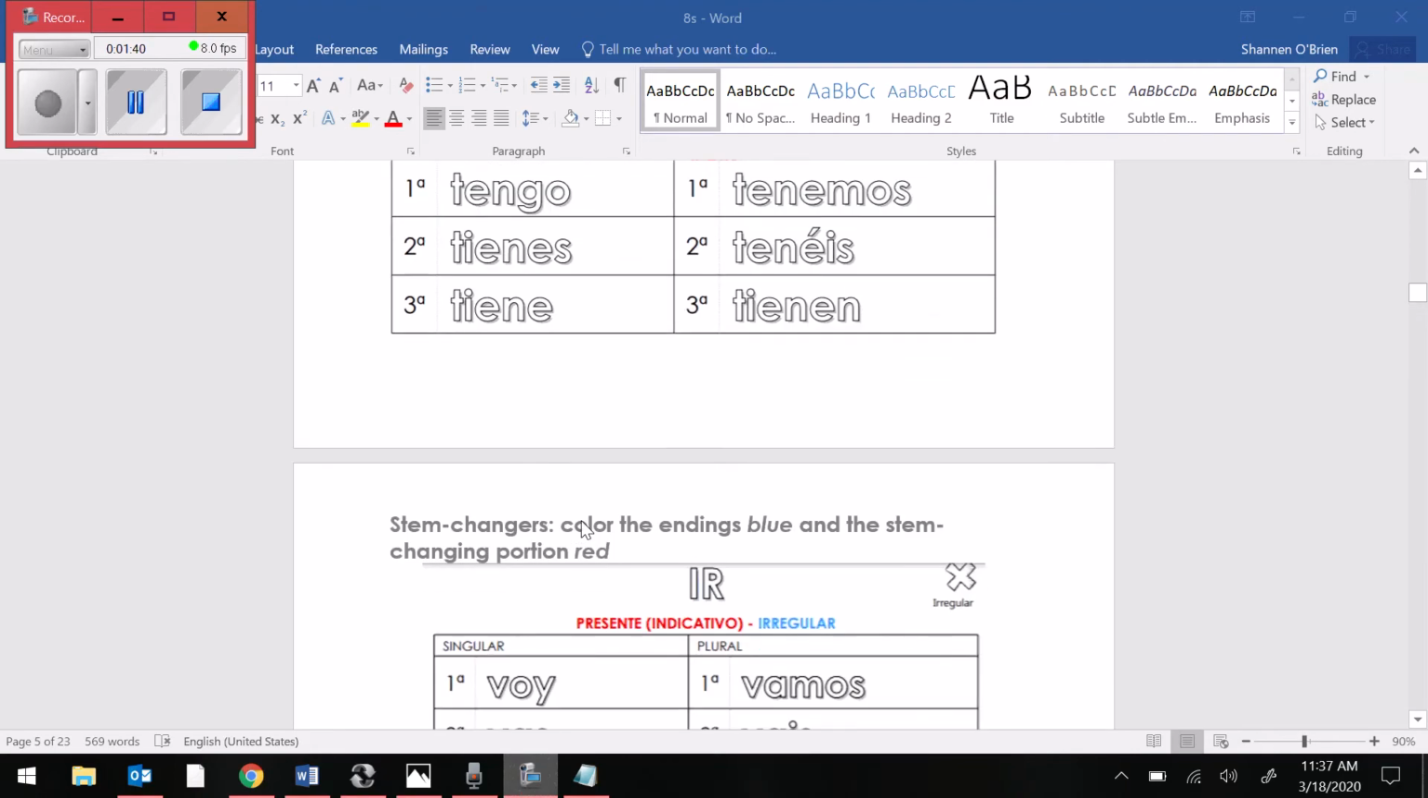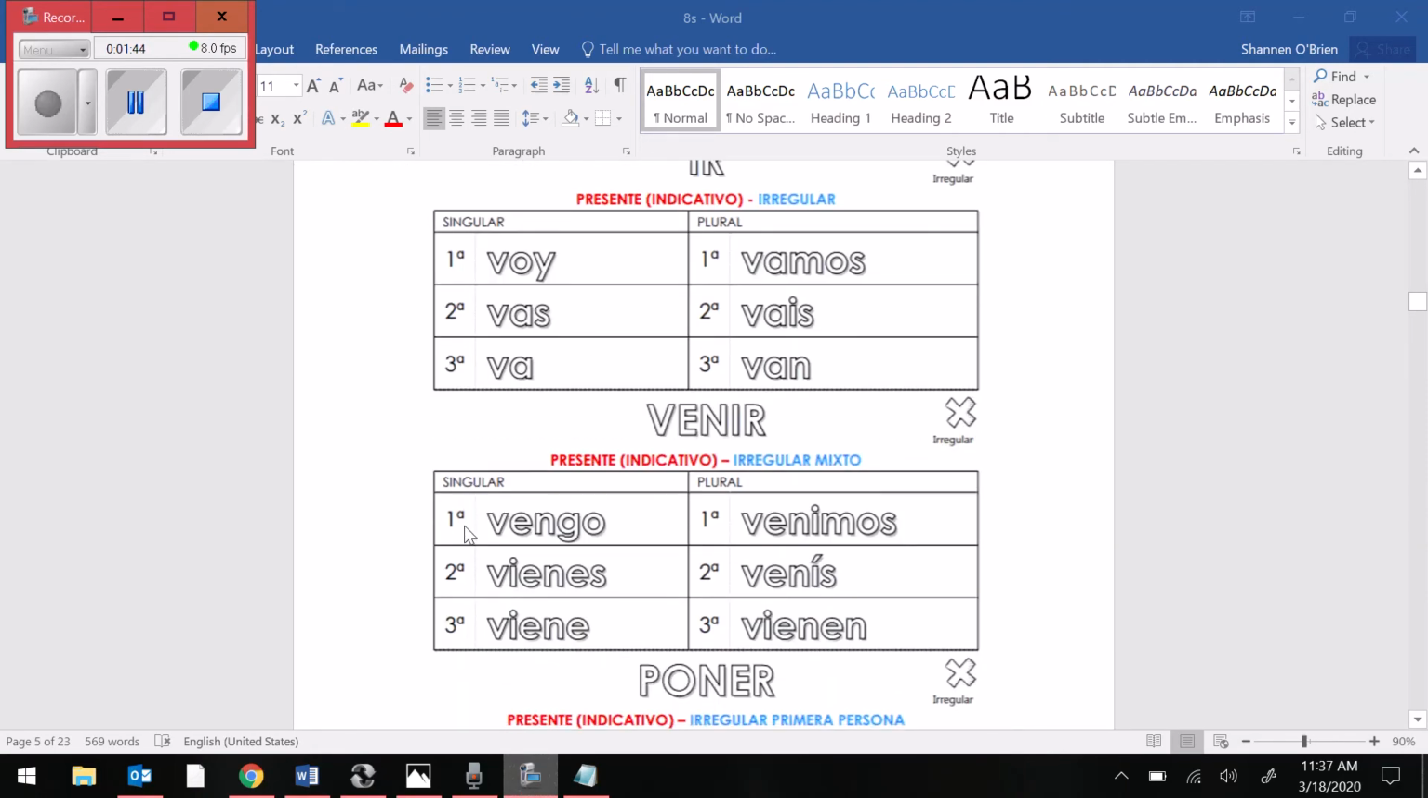Okay. What you just did for tener, you're also going to use for venir. All right, this follows the exact same pattern as tener. The only difference is it's an IR verb and it has a V instead of a T. Okay, so o, es, e, imos, ís, and en will all be colored in blue, and the IE in vienes, viene, and vienen will be colored red.